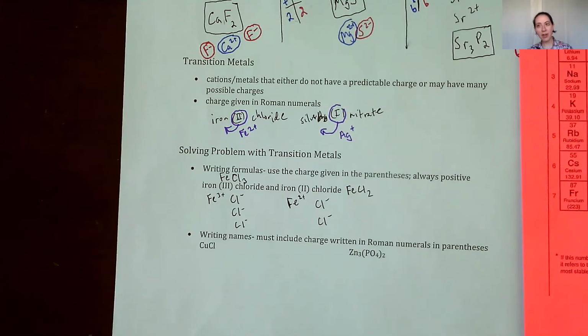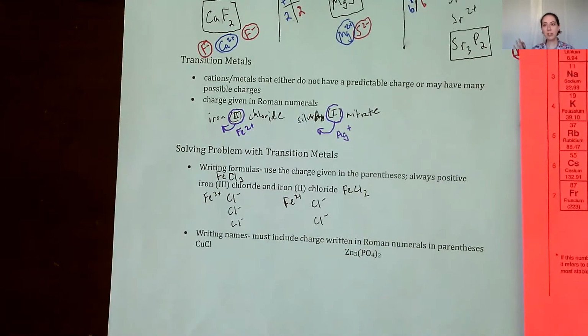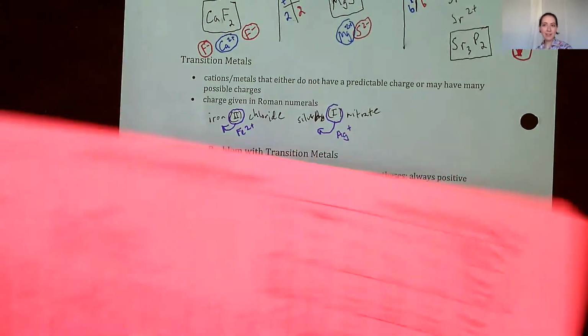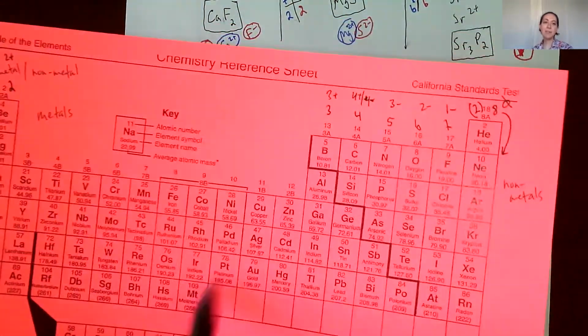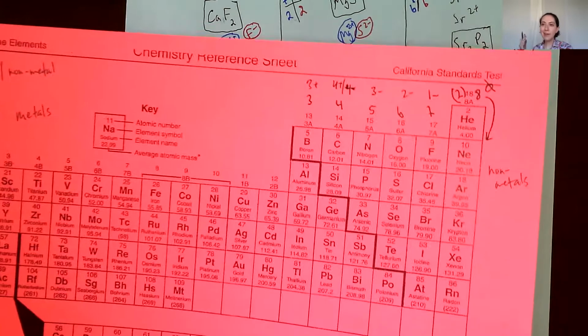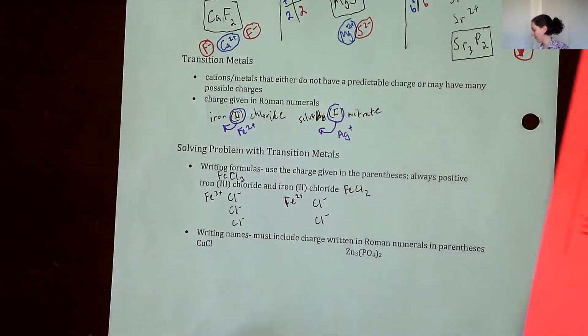Is it the +2 kind or the +3 kind? That's exactly what these mean. It's just telling you the charges. Your periodic table usually tells you everything that you need to know, except for these ones. There's just no way to know. So we're going to tell you when you get to it in that particular problem.